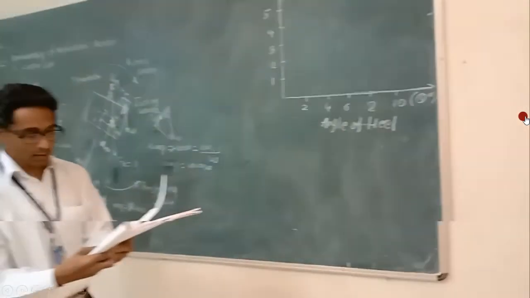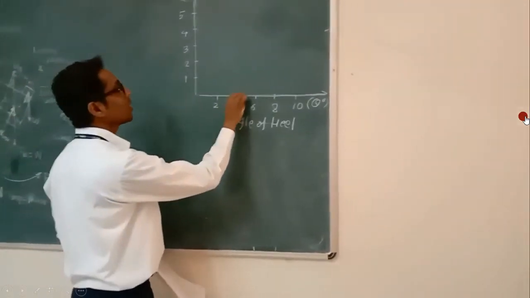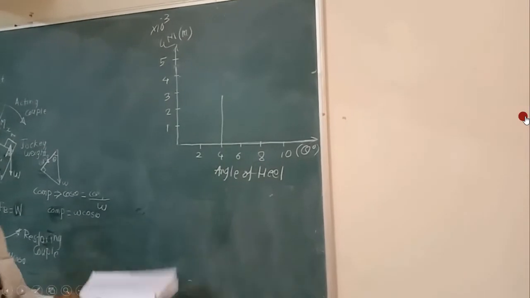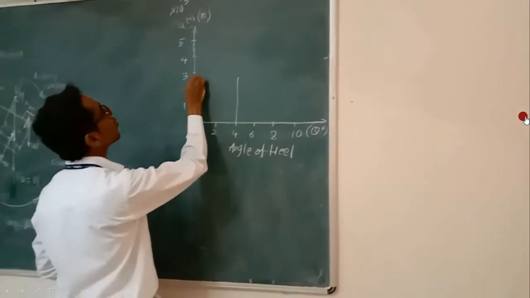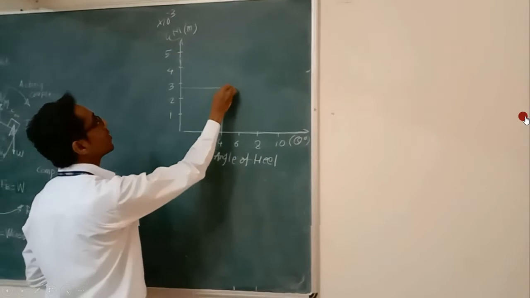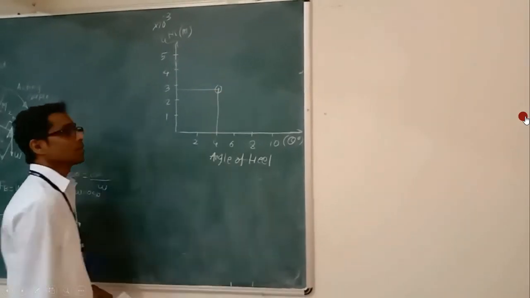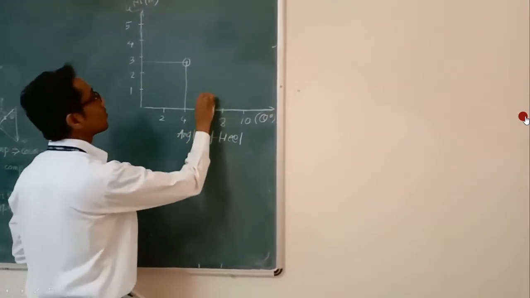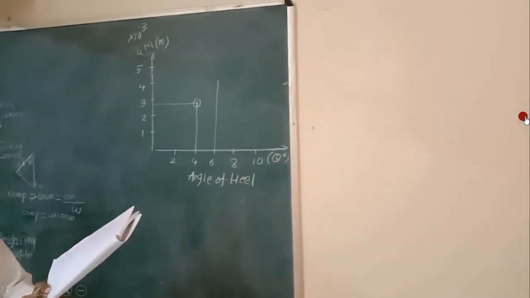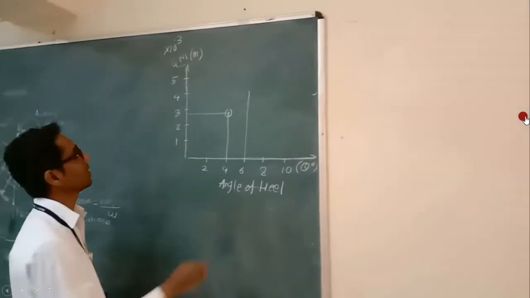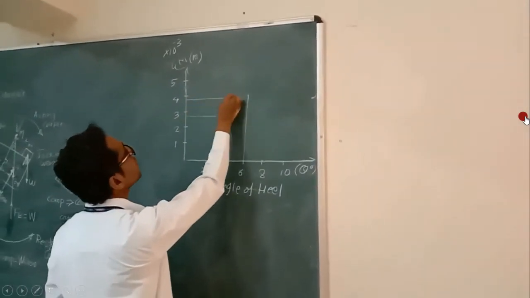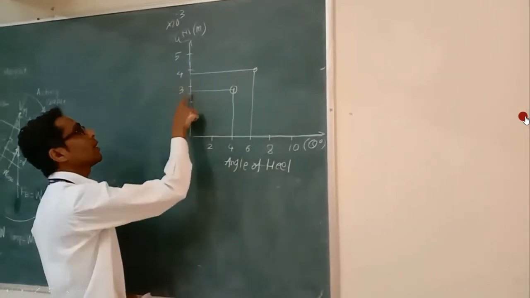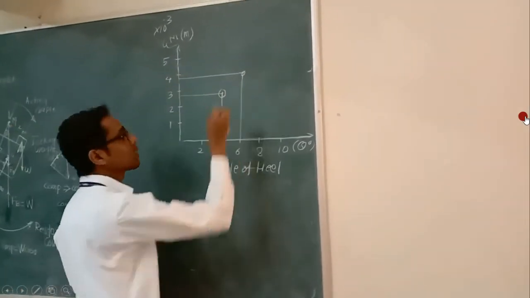As per the readings, first is for the angle of tilt 4 degrees. The GM value we have got is 2.82, so near about this point. Here we will get this point. The second value is for the 6 degree angle. For the 6 degree angle the GM is 3.759, which is about this location, near to 4. This is the next one.